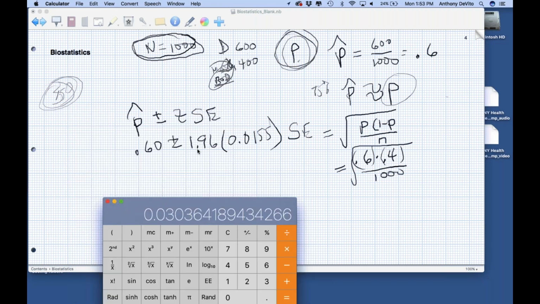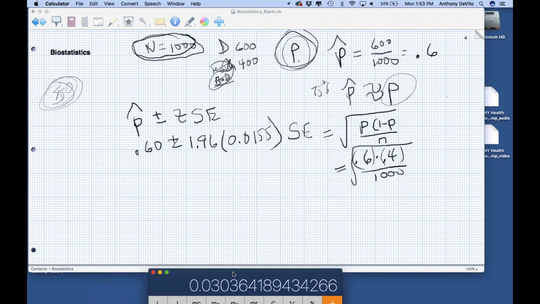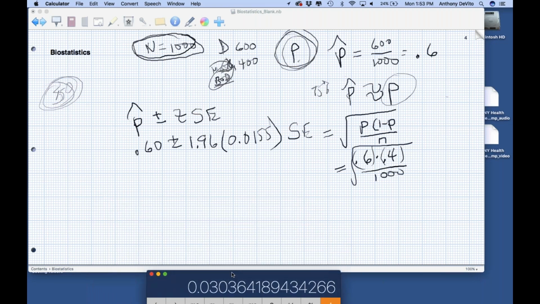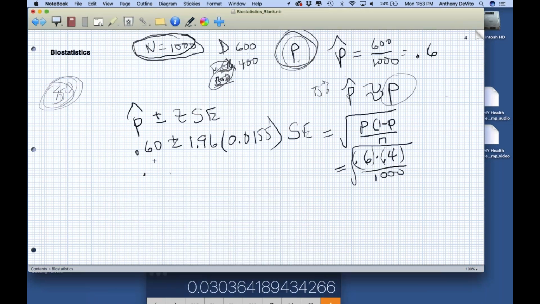That's the number I'm going to add and subtract. I'll write it in there so we know what it is. It's going to be 0.60 plus or minus 0.030364118, and so on and so forth. At this stage, I'm not going to do any other operation except add and subtract, so I'm just going to round it off to 0.03.